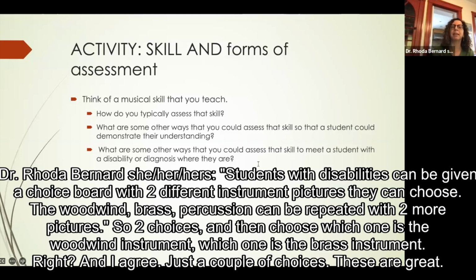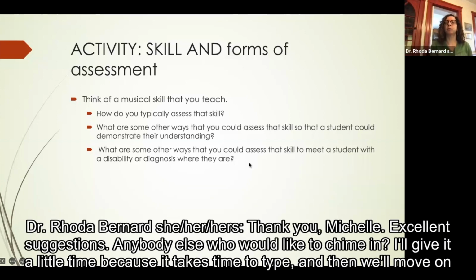Students with disabilities can be given a choice board with 2 different instrument pictures they can choose. The woodwind, brass, percussion can be repeated with 2 more pictures. So 2 choices, and then choose which one is the woodwind instrument, which one is the brass instrument, right? And I agree. Just a couple of choices. These are great. Thank you, Michelle.